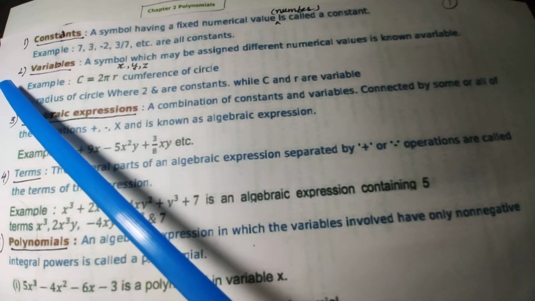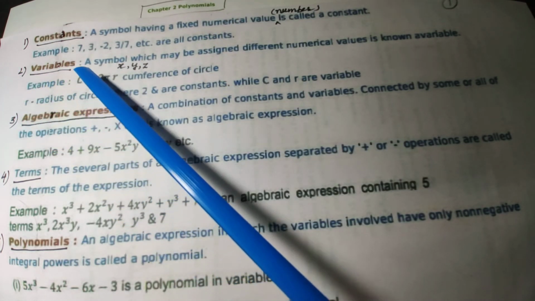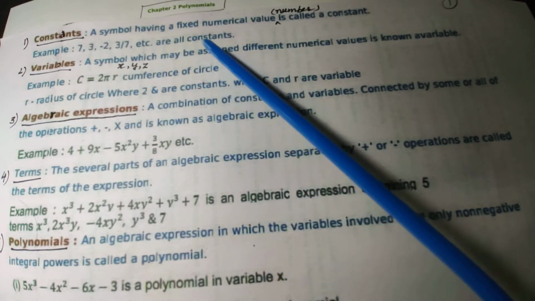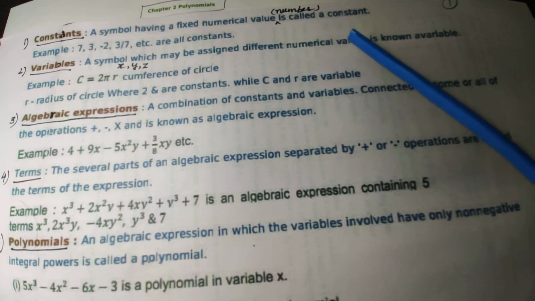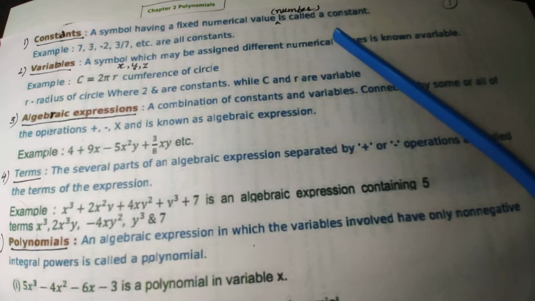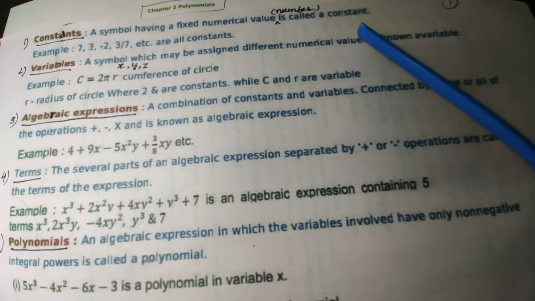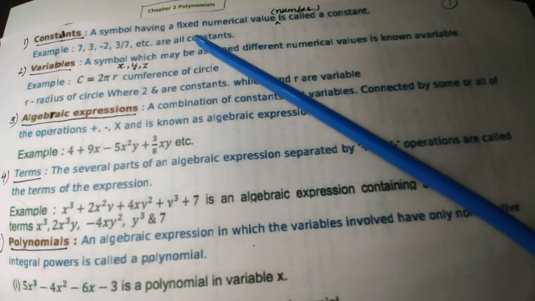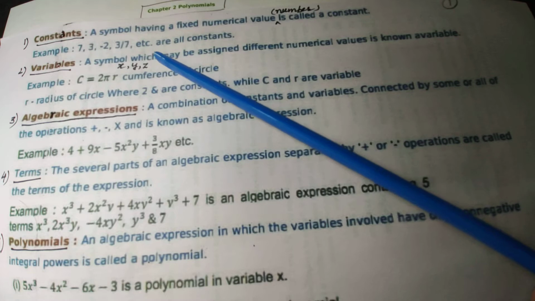Then the second is variable. Variable means a symbol like x, y, z which may be assigned different numerical values. In different questions, different circumstances, we have their different values. Hence, these are called variables.